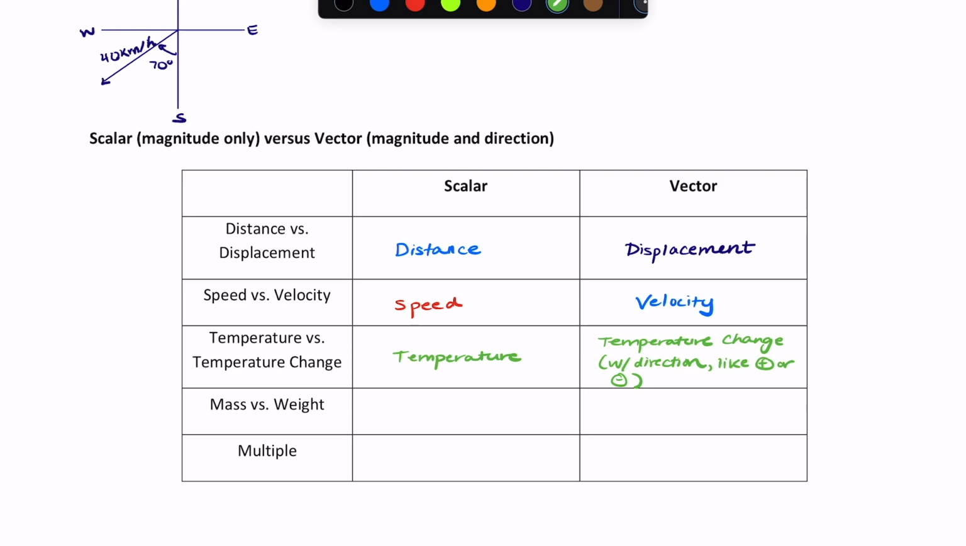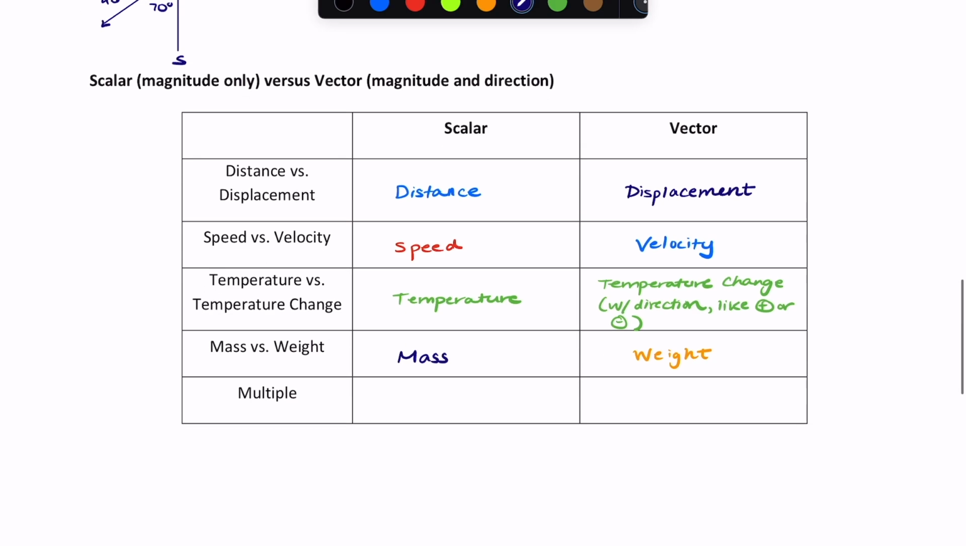When we look at mass versus weight, mass would be our scalar quantity, and weight is our vector quantity. Then if we look at multiple things, for scalar it would be something like time, energy, work, and for vector quantity, something like force, acceleration, and momentum.